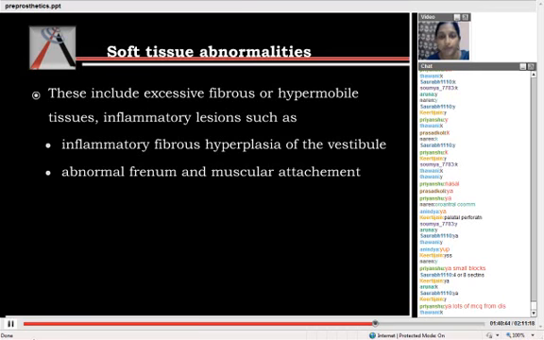Okay? So soft tissue, you can have hyperplasia, inflammatory lesions, epulis fissuratum, abnormal frenal attachment and muscular attachment. These are the soft tissue abnormalities that you usually see.